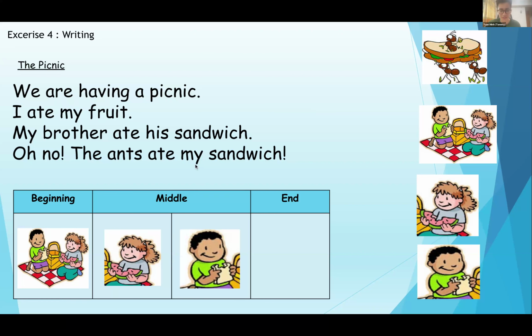And the end of the story is the last sentence here. Oh no, the ant ate my sandwich. So we can see here there's an image of ants taking the sandwich away. So let's sum up the whole story with the beginning, which is the first sentence here. The middle is the two sentences here, and the ending is the final sentence here.